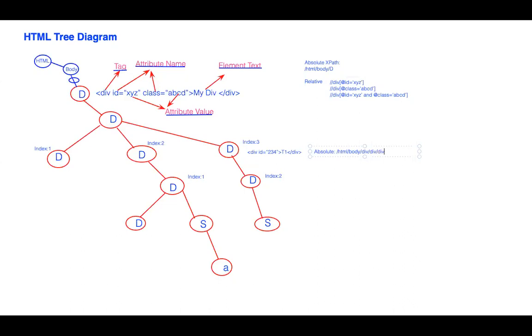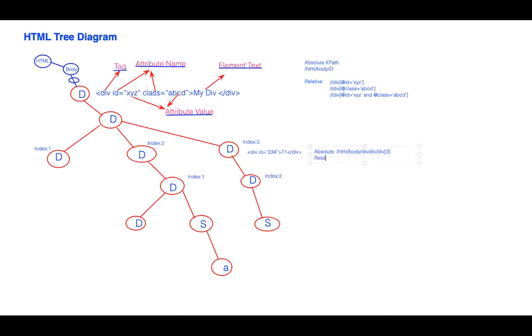So I'll write div, then the predicate section, as the predicate section is used to provide conditions as well as indexes. So I can put index as 3. If I say index 3, it will give me this. If I say index 2, it will give me this. If I say index 1, it will give me this. Right now I want to go here, so I will simply say div 3. Now this is an absolute XPath.